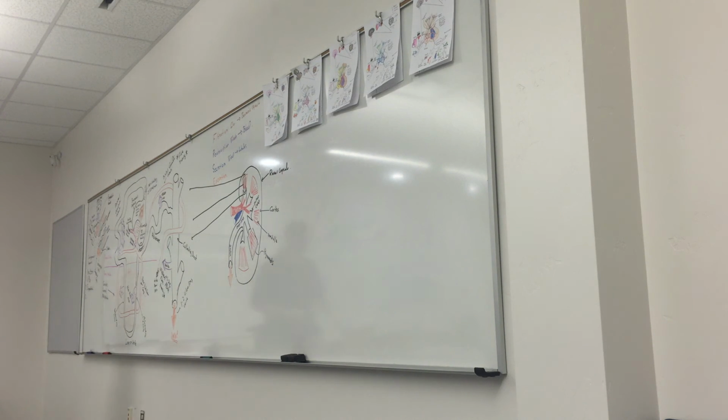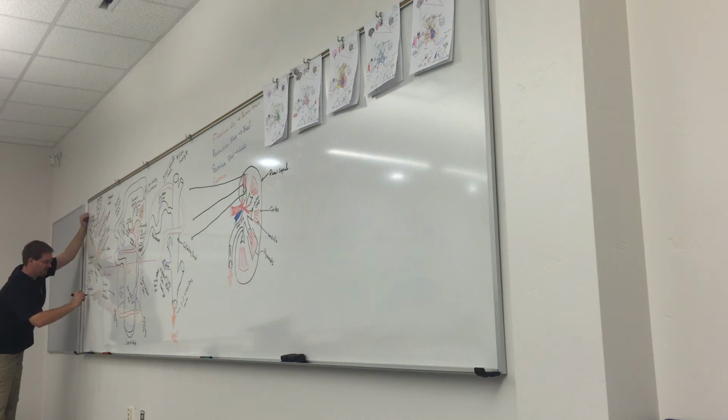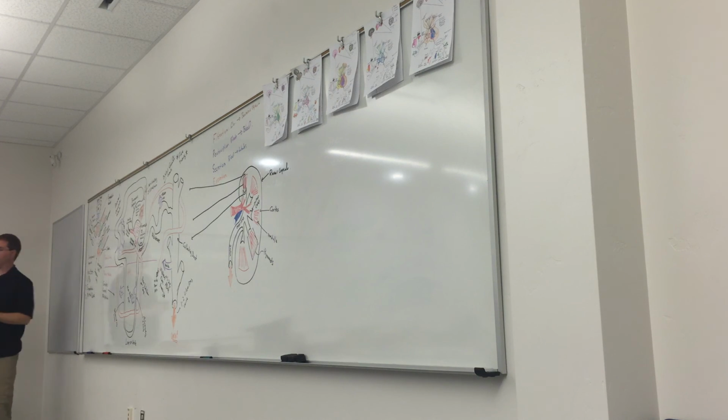So the last thing that we see are the macula densa cells. The macula densa cells. These are obnoxious.